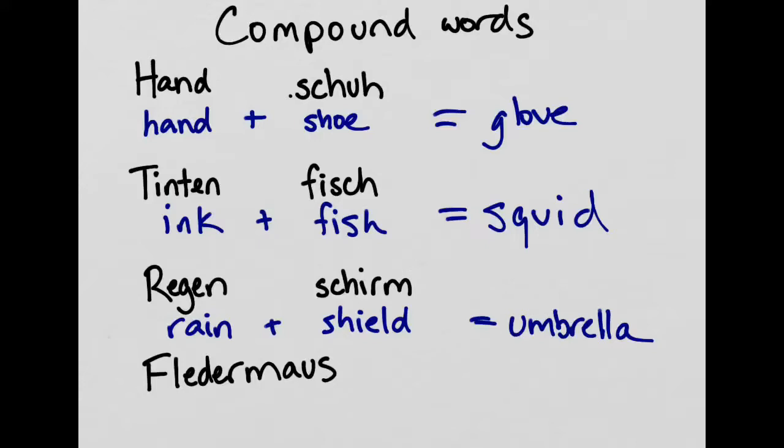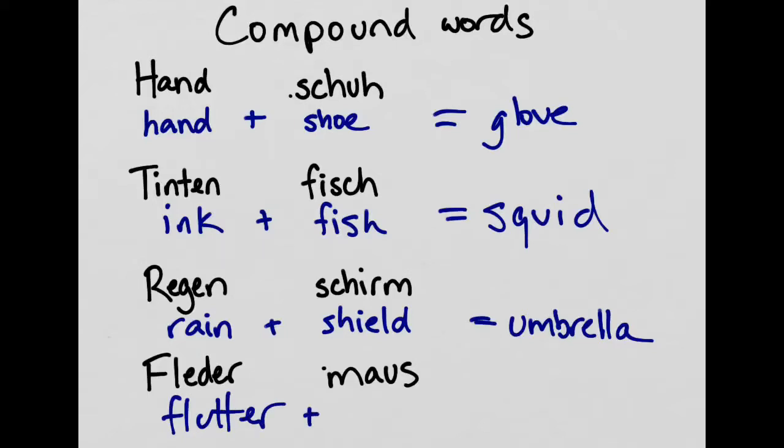And our last example here, I have Fleder, which translated means flutter, plus Maus, mouse. Sounds just like our word, and it is correct. Mouse. A mouse that flutters. A bat. So these longer words, as you can see, a lot of the time they're just made up of smaller words. Smash them together, they create a new meaning. It's honestly kind of fun.